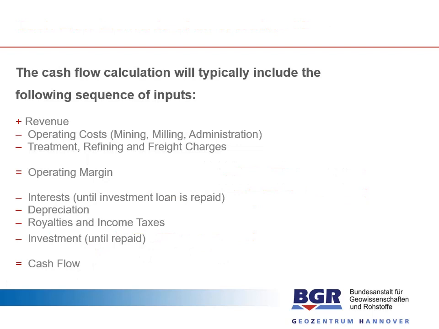The cash flow calculation will typically include the following sequence of inputs. On the plus side, you have the revenue you are making with your concentrate or bullion or whatever you are selling, and you have to subtract the operating costs, so mining, milling, administration and so on, and also the treatment and refining charges and the freight costs, and this gives you the operating margin. And from this operating margin, you have to subtract the interest until the investment loan is repaid, the depreciation of all the infrastructure and things you have. You have to pay royalties and income taxes, and the investment has to be repaid. And this all together gives you the cash flow.